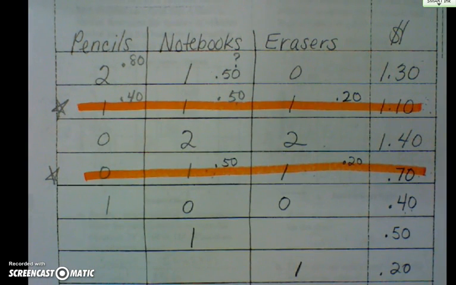Hopefully this is helpful in using notebook notation. This should be a study guide for your test. Good luck.